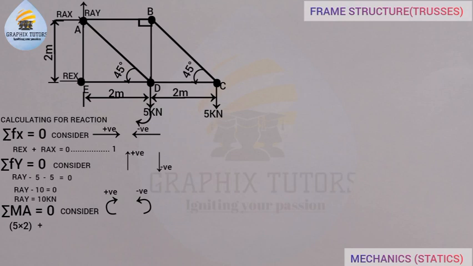Plus this other force here, which is also acting towards point A. It is acting towards point A. So it will also be 5 times 4, the distance from here to here, which is 4. Are we together here?